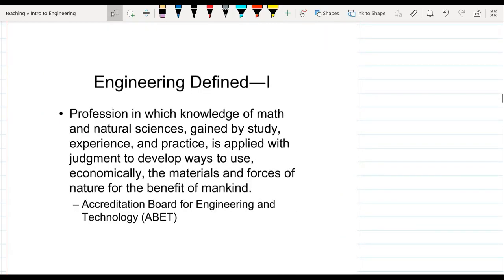So now we want to define engineering formally, and we want to say that engineering is a profession in which... This is the one I would like you to remember. If I ask you to define engineering, this is the one that I would like you to give me.